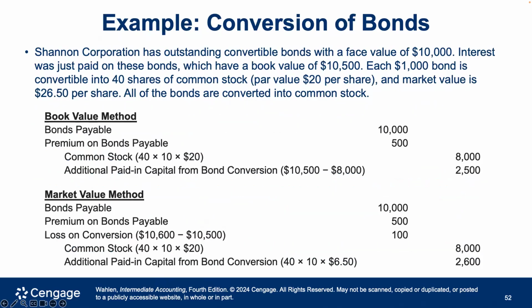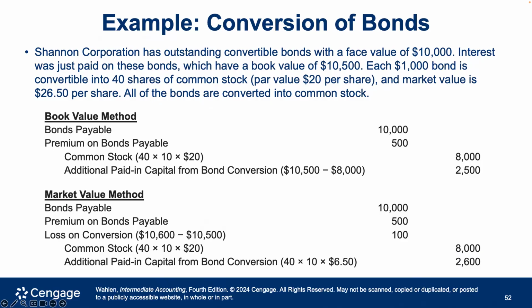So an example: Shannon Corporation has outstanding convertible bonds with a face value of 10,000. Interest was just paid on these bonds, which have a book value of 10,500. Each $1,000 bond is convertible into 40 shares of common stock. Par value is $20 per share, and market value is $26.50 per share. All of the bonds are converted into common stock.